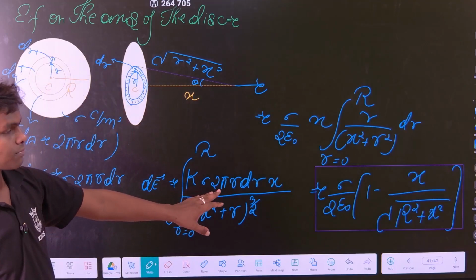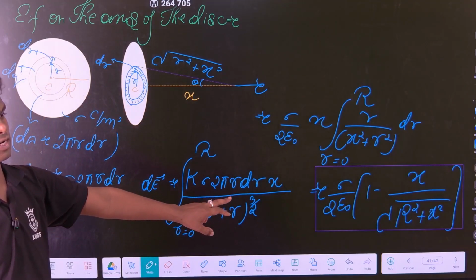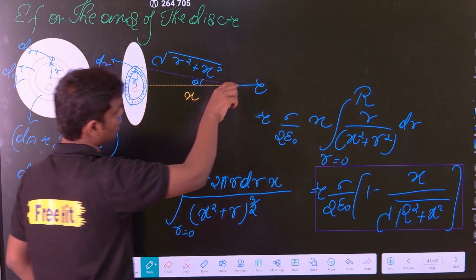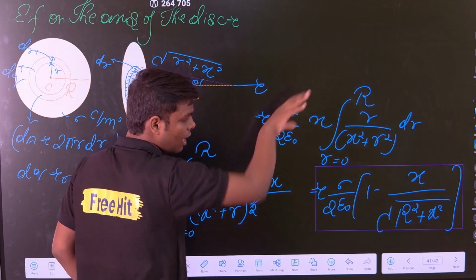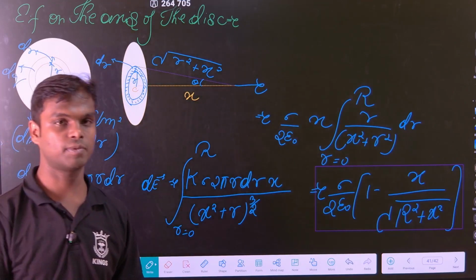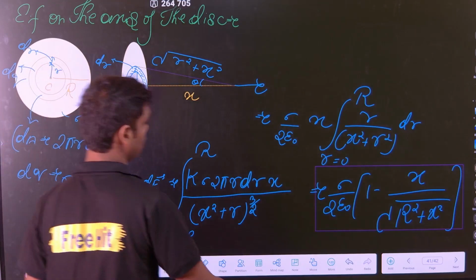Okay, so this is our net electric field along the axis of the disk. The direction will be in this direction only, and the value is sigma upon 2 epsilon naught into 1 minus x upon under root of R square plus x square. Okay, that is the electric field due to the disk.